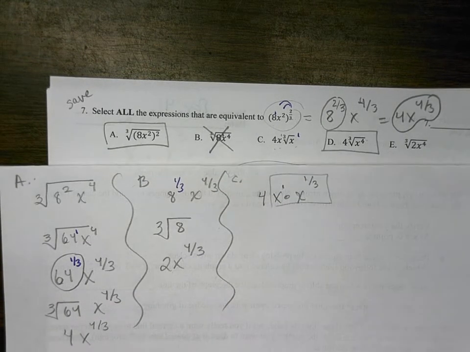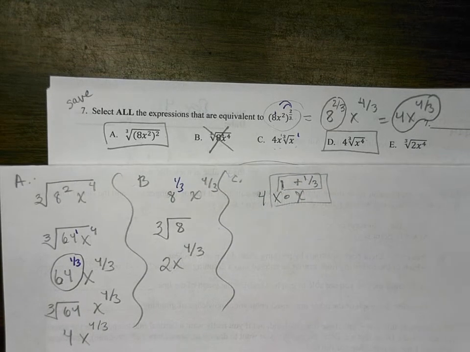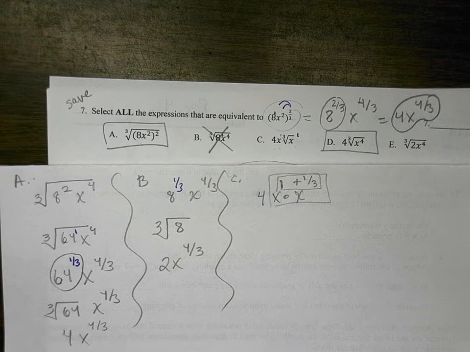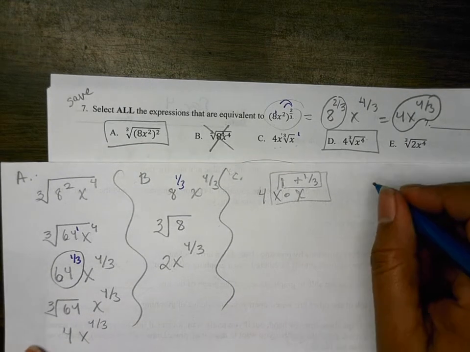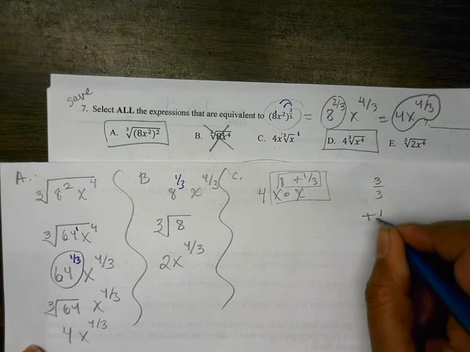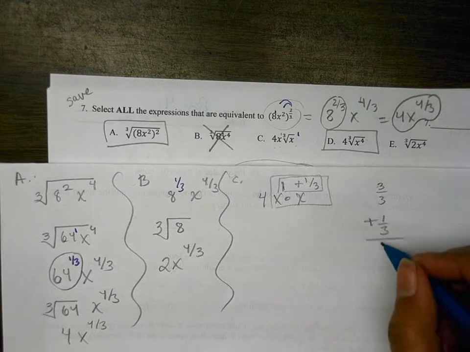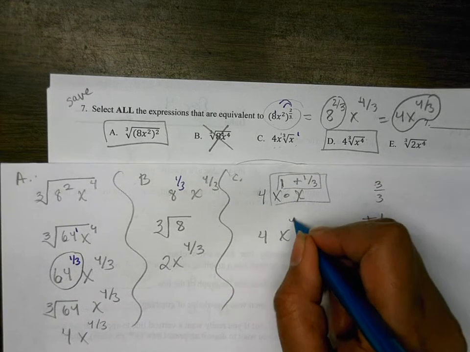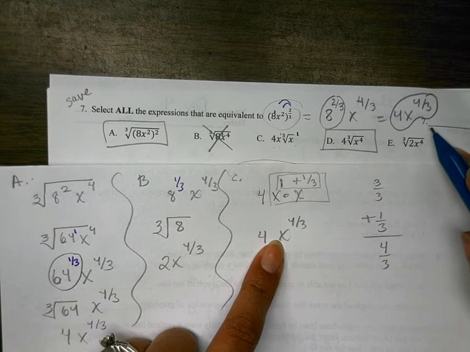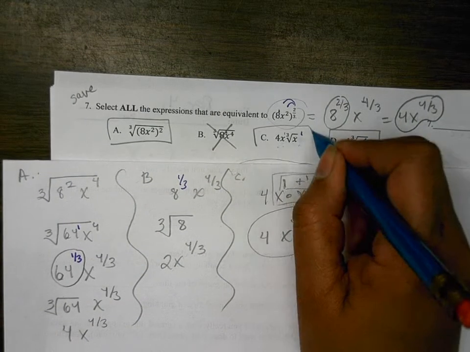All right, what should I do here when I'm multiplying like bases? What do I do with the exponents? Add them. Add them is correct. Do you need a common denominator? No. It's really easy when you're adding 1 though, because is 1 equivalent to 5/5 or 3/3 or 6/6? What fraction should I use in this case? 3/3, because 3/3 is 1. What's 3/3 plus 1/3? 4/3. Be careful, not minus. Plus. So 4 stays 4, x to the 4/3. Match or no match? Match. Do you guys agree it matches?